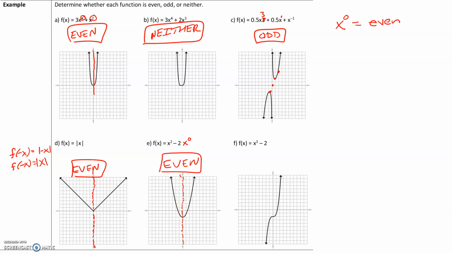Next, let's take f of x equals x cubed minus 2. So remember, if there's no x, you're going to put an x to the 0 there. So 3 is an odd exponent and 0 is an even exponent. Because we have one odd and one even, this is going to be neither. And we can see that there's no symmetry about the y-axis, there's no reflection about the origin, and that makes this function neither even nor odd.